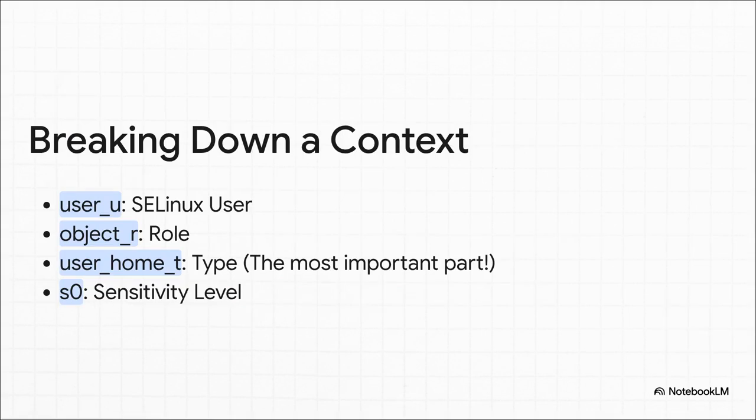So what is all that stuff? Well, let's break it down. It has 4 parts: a user, a role, a type, and something called sensitivity. Now, I'm going to let you in on a little secret. For 99% of the day-to-day stuff you'll be doing, the only part that really matters is the third one, the type. In our example, that's user_home_t. This type label is everything. It's what the SELinux policy uses to write all its rules. Rules like a process with the type httpd_t is allowed to read a file with the type httpd_sys_content_t. It's all about matching up the types.